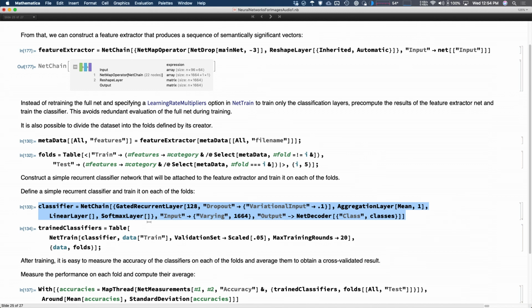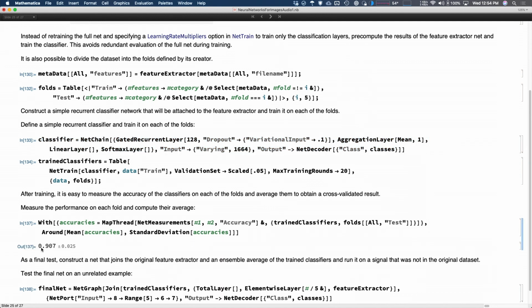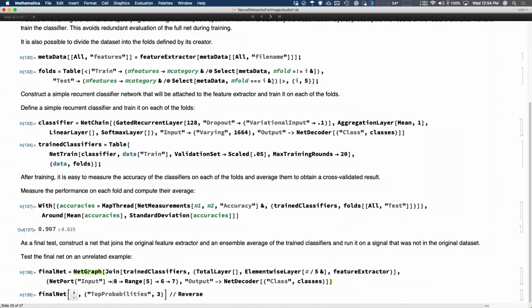Train the classifier that we just defined on the features, and then fuse the two networks together to get a single result. And just with this very simple net and a training that takes about 1.5 minutes, we get a mean accuracy, computed on the various folds of the data set, of 90%. And the joining of the two networks is extremely simple.